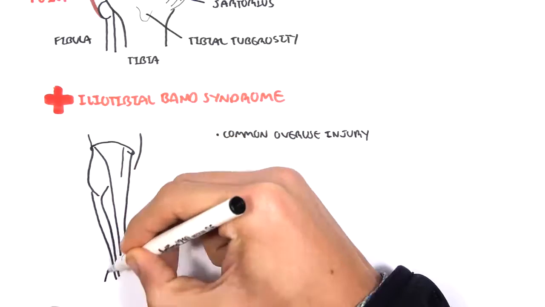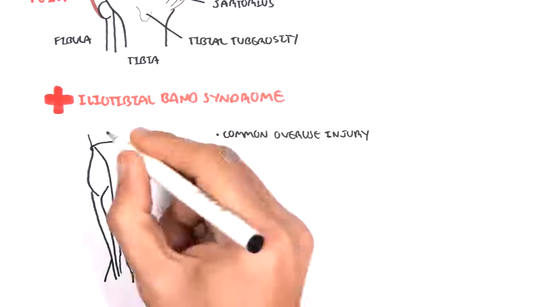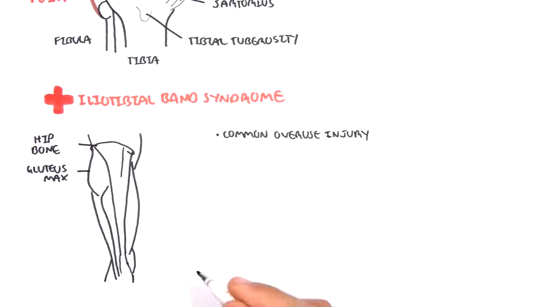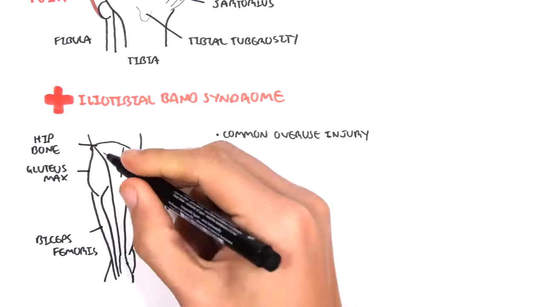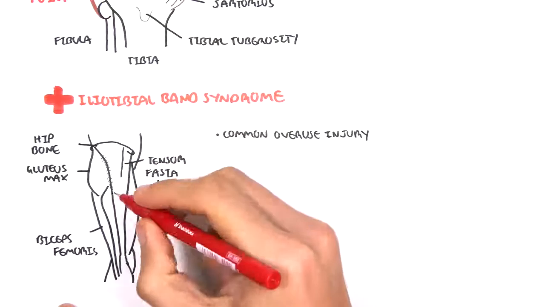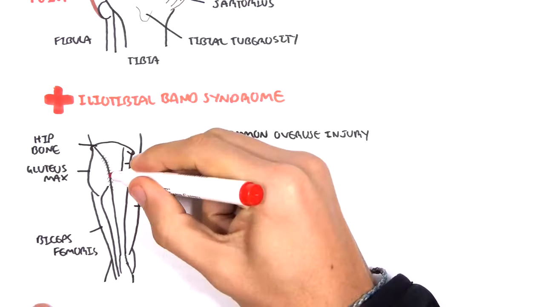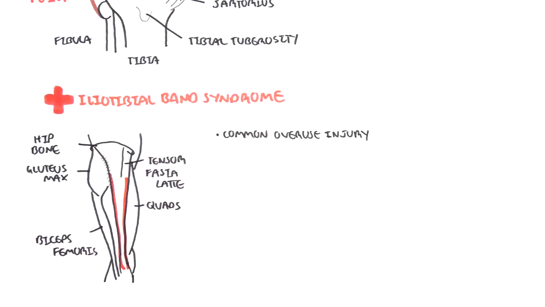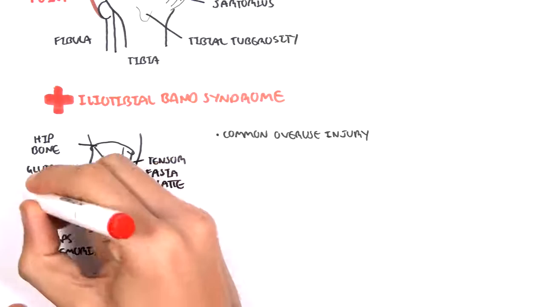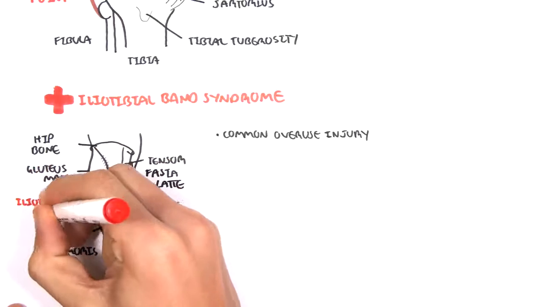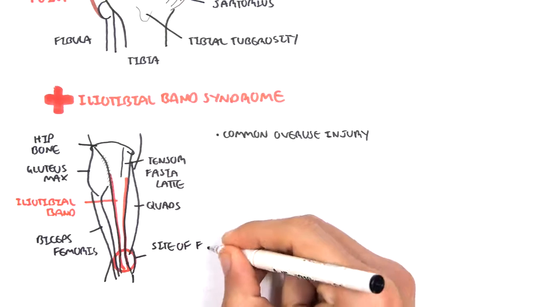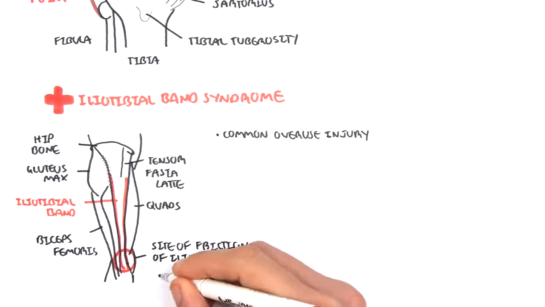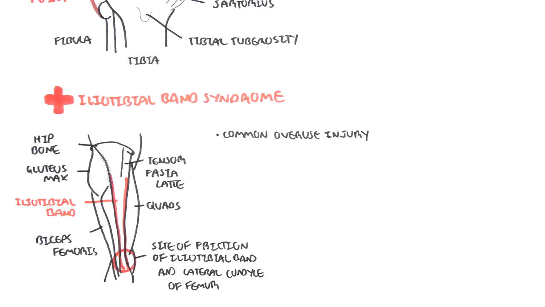Here's a side view. We are looking at the right leg laterally. Here is the hip bone, gluteus maximus, quadriceps muscle, and the biceps femoris at the back. Here is the tensor fascia lata. One third of the tensor fascia lata and two thirds of the gluteus maximus muscle join and form the iliotibial band, which again attaches to the anterior lateral part of the tibia. But keep in mind that the site of friction of the iliotibial band is the lateral condyle of the femur.